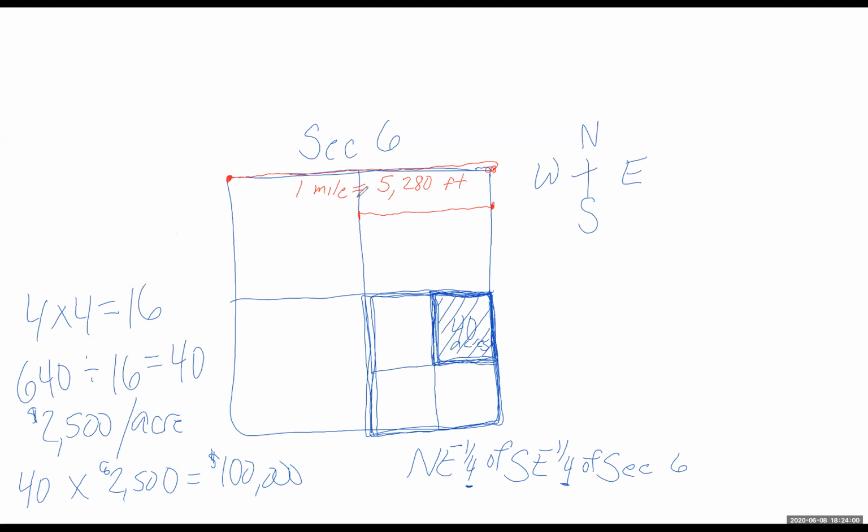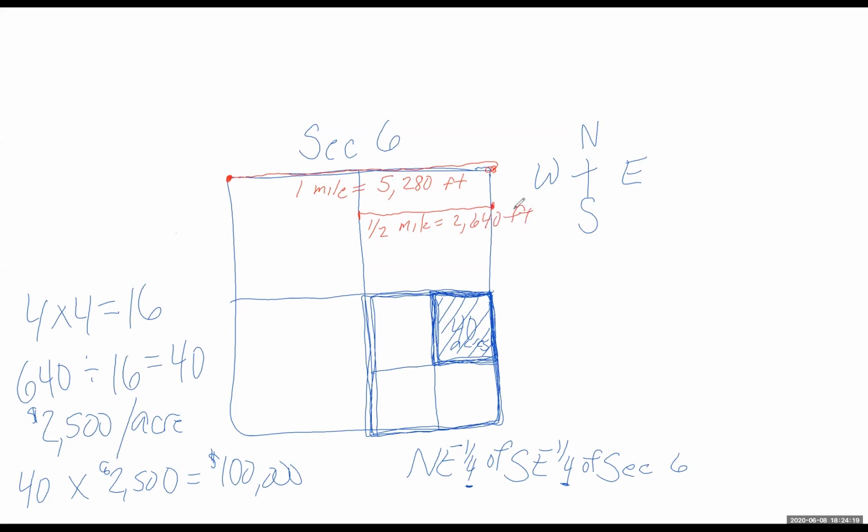So if I was going to run from here to here, how far would I have to run? 2,640. Right? Half a mile, or 2,640 feet.